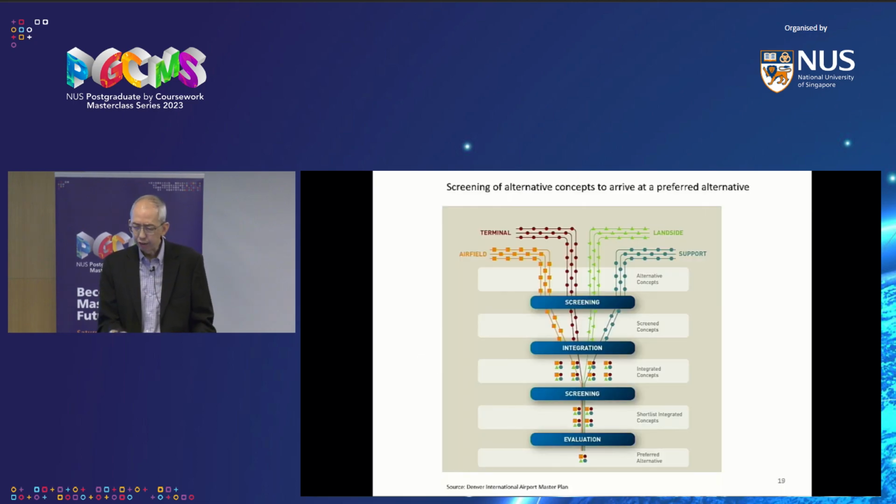So this is a diagram of how you go about doing it. You have the airfield. So for example, for the airfield, you have different concepts and different ideas. All these are the squares that are going in. Then the terminal, all the different terminal concepts, are the circles. And then the triangles are all the different landside concepts, which are the roads and the car parks and rental car facilities. And then you screen through them to see which are appropriate.